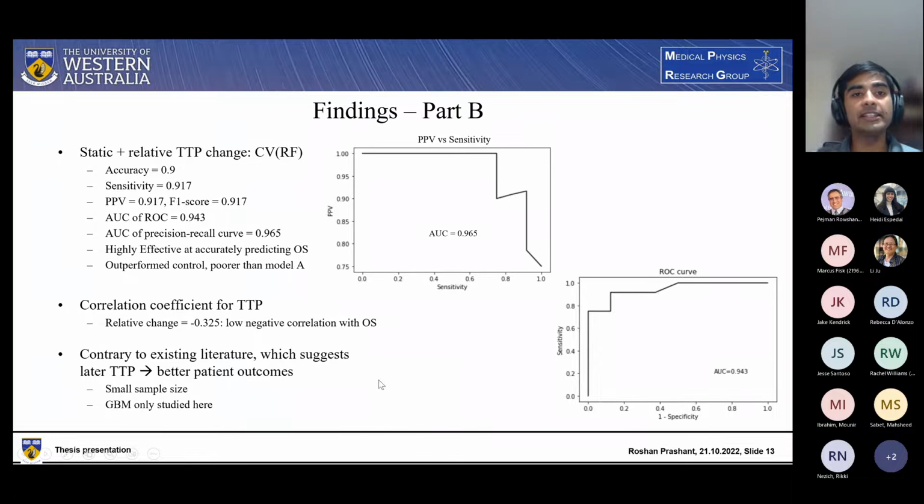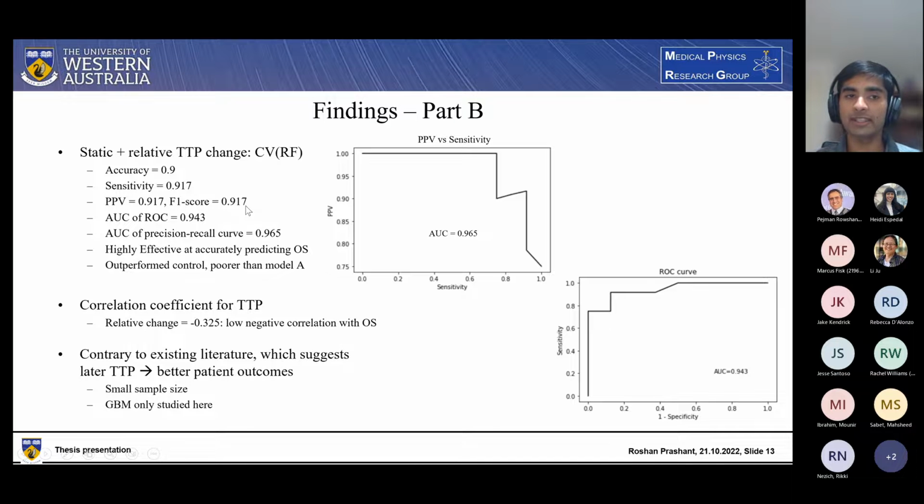In part B, the best performing model was when relative TTP, the change in that, was added to Model A, and when a random forest-based cross-validation was conducted on it. Similarly to Model A, the accuracy was 0.9, and the area under curve for both of these was also close to 1. And so this also indicates that this model was highly effective at accurately predicting overall survival. A comparison with the control again shows that it outperformed the control models on all of these parameters.